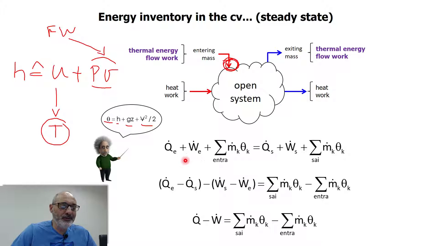So if we combine terms here, for instance, I want to define the net heat input. So I combine what's entering and subtract what's exiting. I want to define the net work going out of the volume. So I combine like this, and this is the net output energy associated with the mass flow. So combining these equations, you have this form of the first law of thermodynamics. We're going to use that in a few moments.